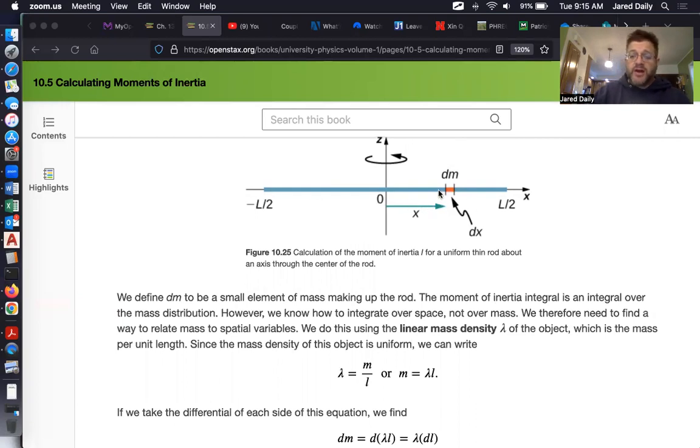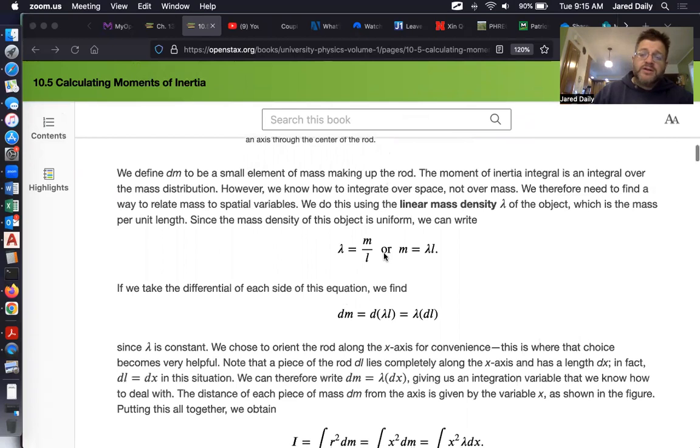The total length of the rod is going to be L, and we're going to have a rotational point around the middle, so it's going to go to L over 2 on this side and to negative L over 2 on this side. And we're going to define the mass of our entire rod, the entire piece of material, whatever it is, as M, and that's going to be equal to the linear density of it times the length.